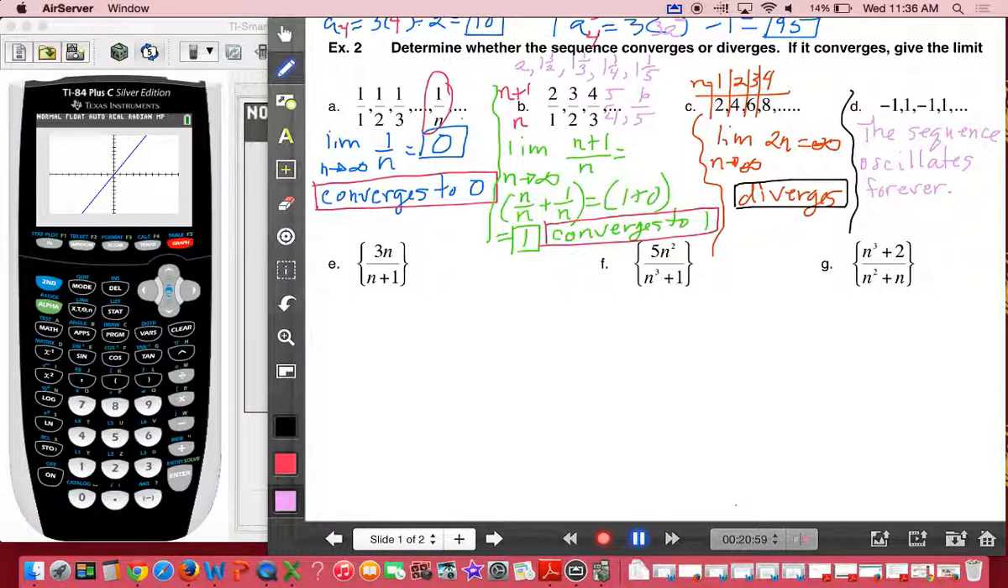Since it oscillates forever, there is no limit. The limit does not exist. It is non-existent. So what would you say? Is it convergent or divergent? Divergent. So it diverges. When the limit does not exist, it diverges. Or if the limit is infinity, it diverges.